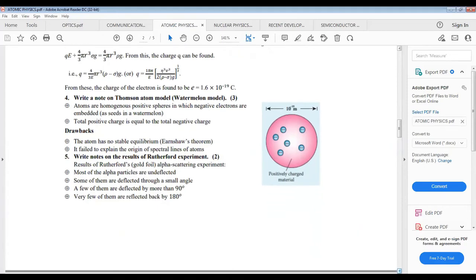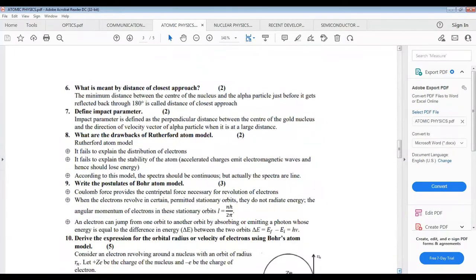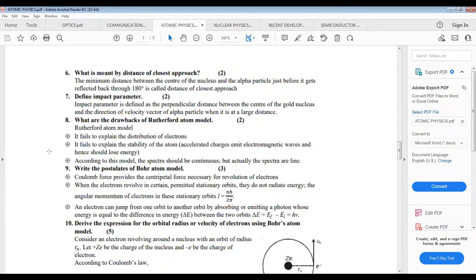Coming to our next part. What is meant by distance of closest approach? The minimum distance between the center of the nucleus and the alpha particle just before it gets reflected back through 180 degree. You know that an alpha particle is nothing but a positive charge. It carries 2e, for helium.